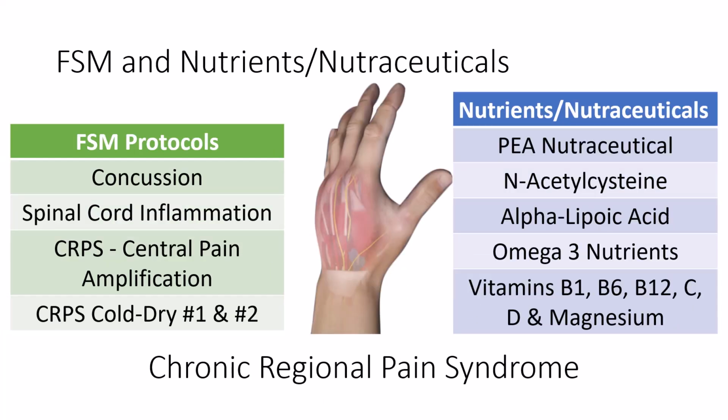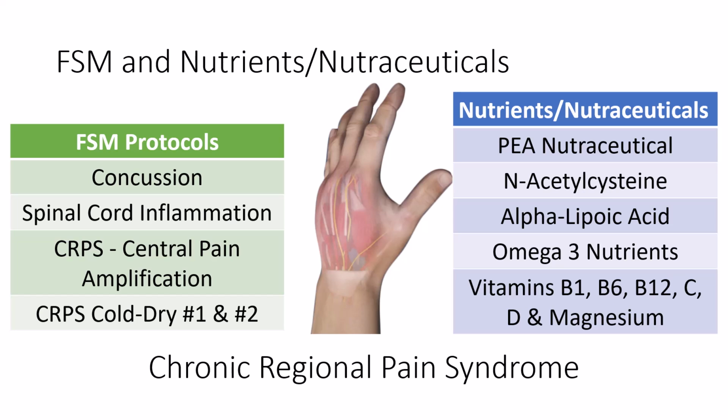Chronic regional pain syndrome is a neuropathy that has centralized components as well as peripheral components. On the FSM side, you would use protocols like the CRPS cold-dry protocol number 1 and number 2, and the CRPS central pain amplification protocol, the spinal cord inflammation protocol, and the concussion protocol.